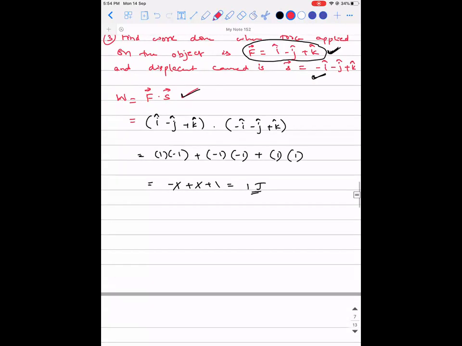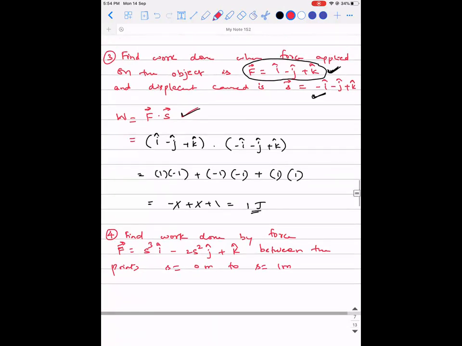Okay, look at the fourth question. Find the work done by force F vector equal to S cube I cap minus 2S square J cap plus K cap between the points S equal to 0 meter to S equal to 1 meter.